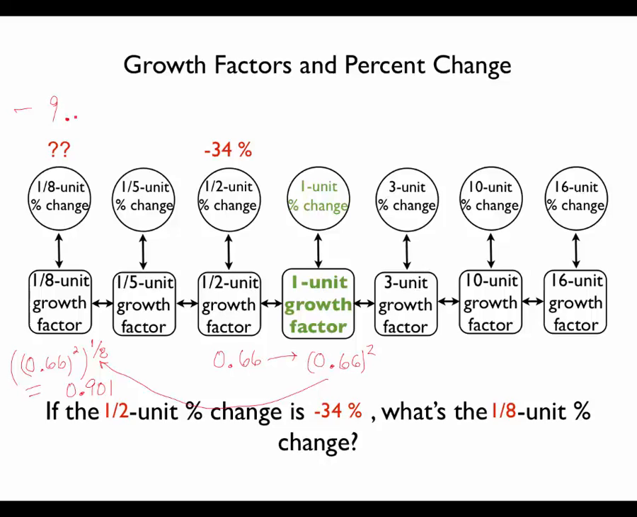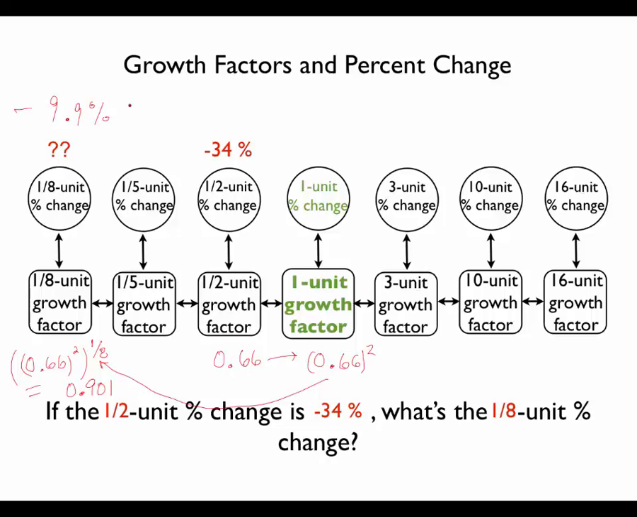Negative 9.9%. Negative 9.9%. Agree? Okay, so again, we've seen the growth and decay factors are the key to this. They're easily transferable. To get a percent change, it has to come from the corresponding decay or growth factor that matches that.